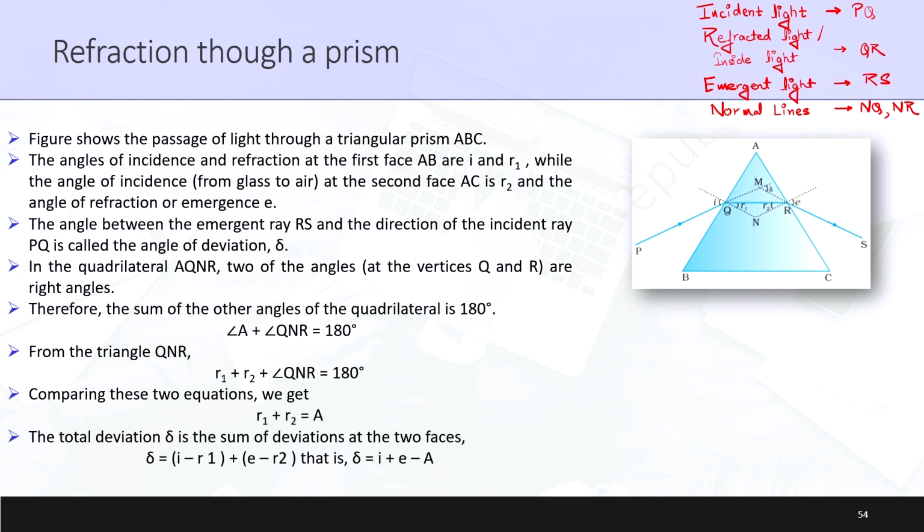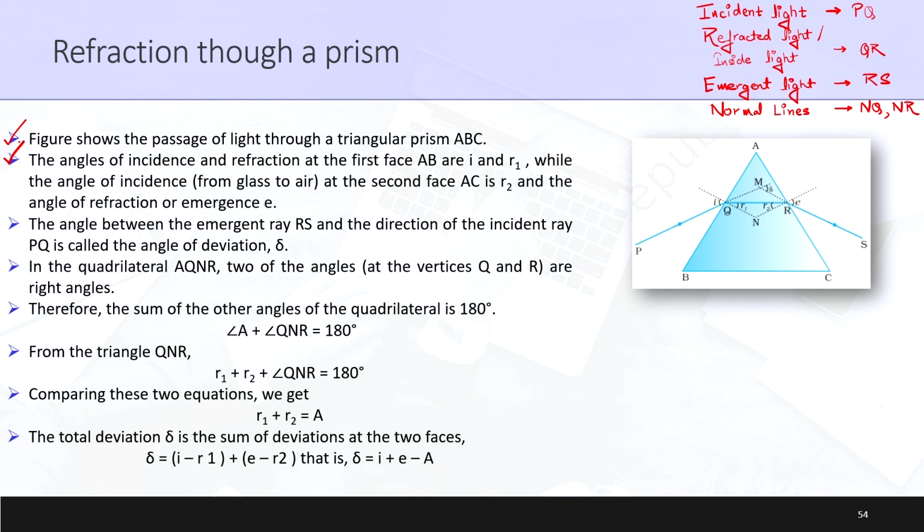The figure shows the passage of light through a triangular prism ABC. The angles of incidence and refraction at the first face AB are I and R1, quite evident. This is I, this is R1, while the angle of incidence from glass to air at the second face AC is R2, and the angle of refraction or emergence is E. Quite evident, this R2 becomes the new angle of incidence now. If the direction of propagation were opposite, this would have become the angle of incidence, and this the angle of refraction.